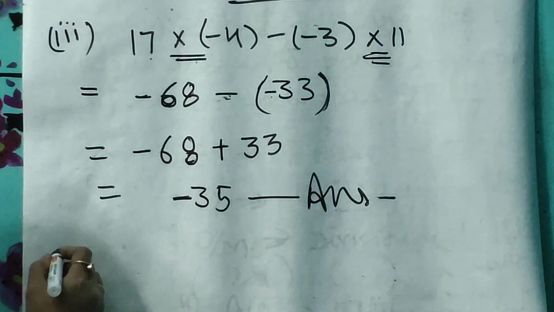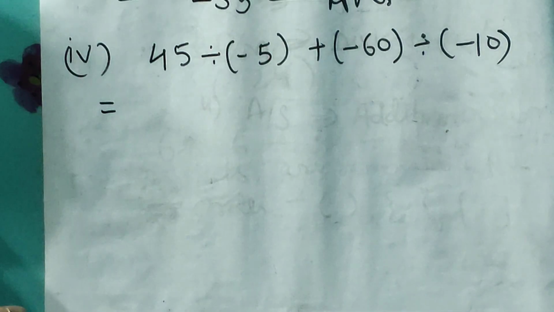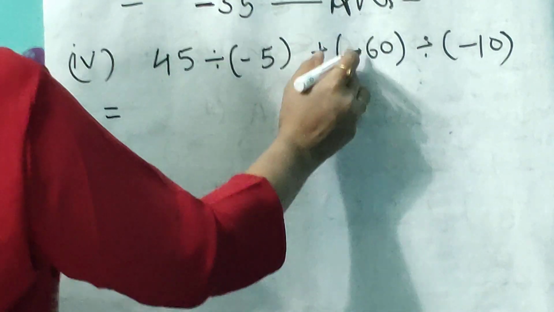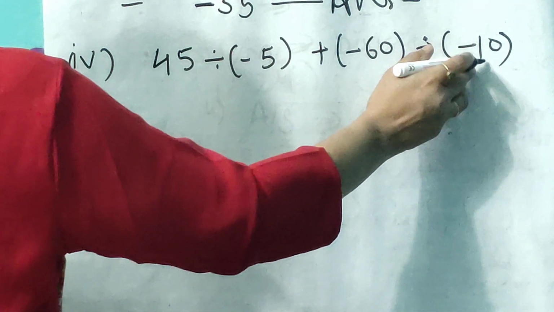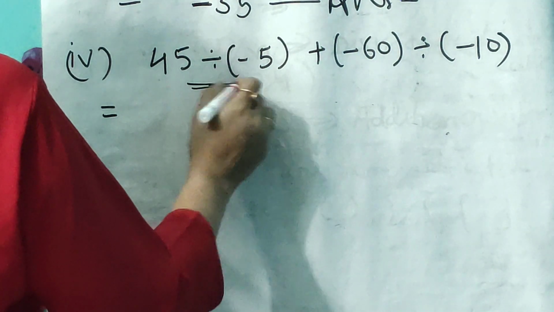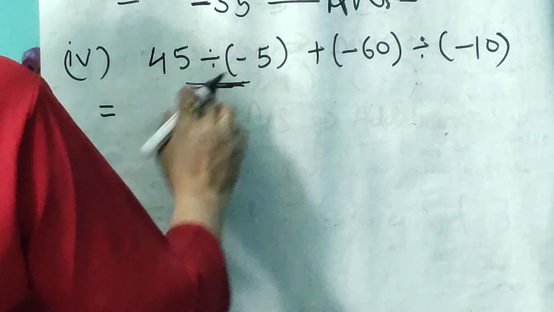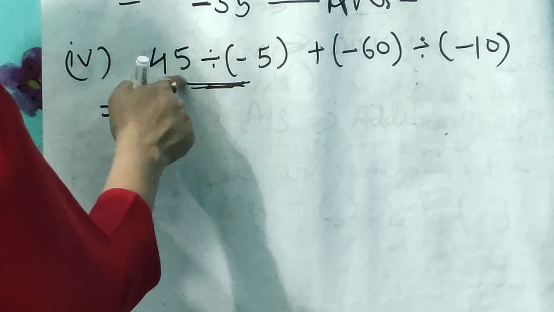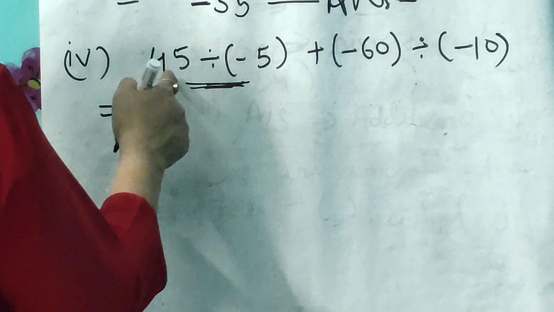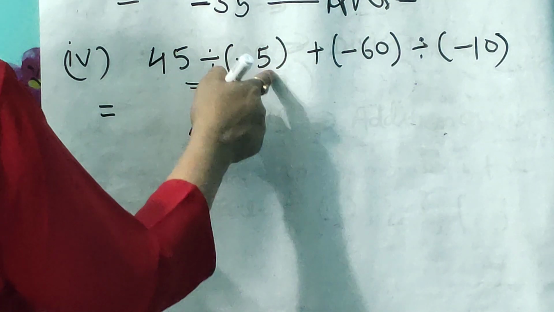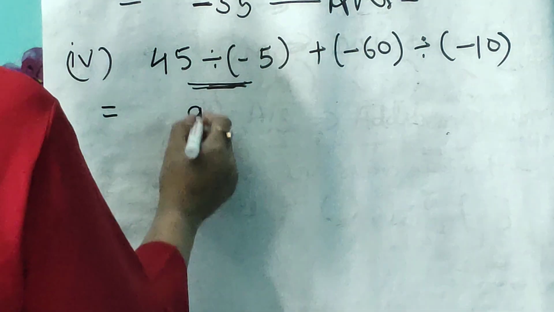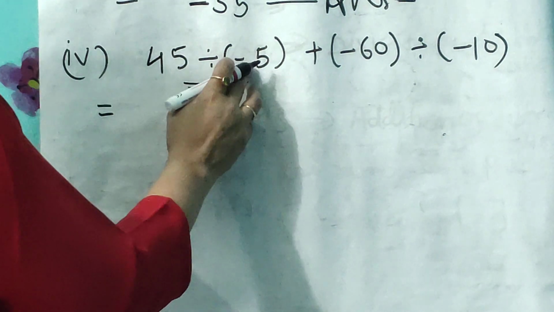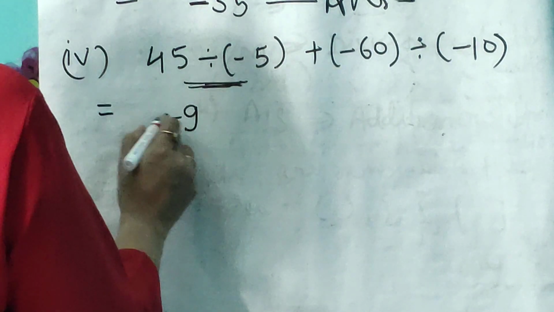Now the next question, question number 4. The next question is 45 divided by minus 5 plus minus 60 divided by minus 10. In this expression you can see that two divisions are there, so you can solve both divisions in one line. First you will divide 45 by minus 5. You know 5 nines are 45, so it will be 9, and a positive integer is divided by a negative integer, so the answer will be minus 9.